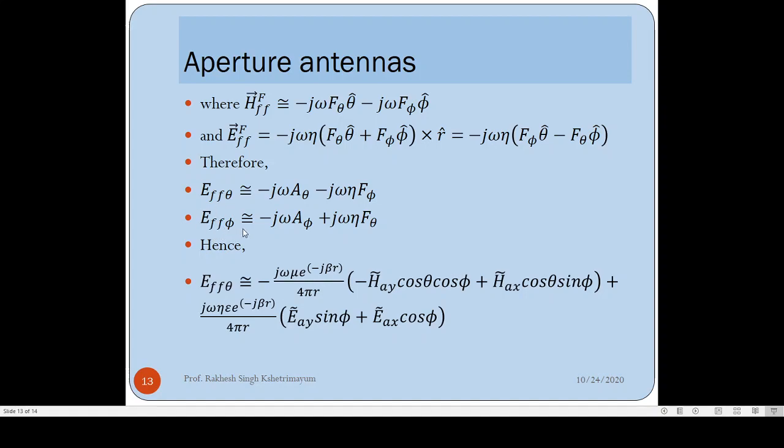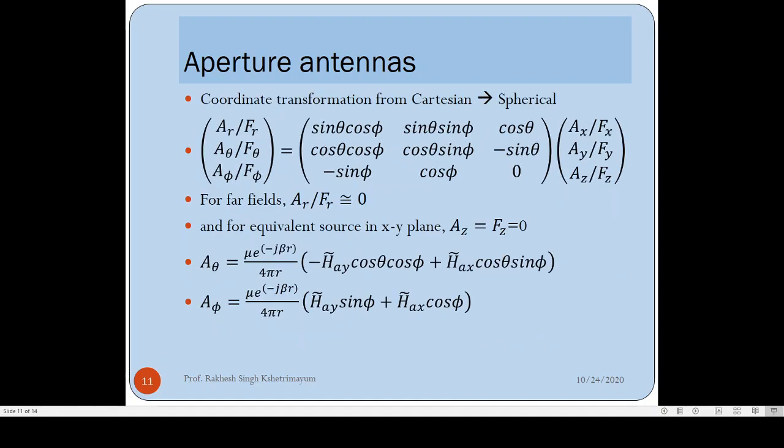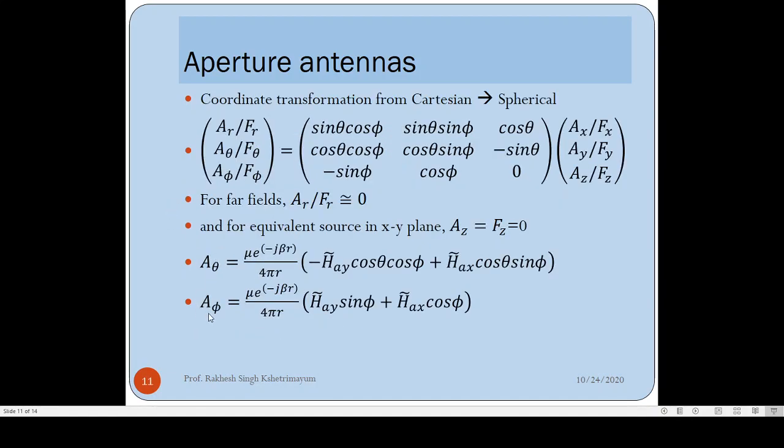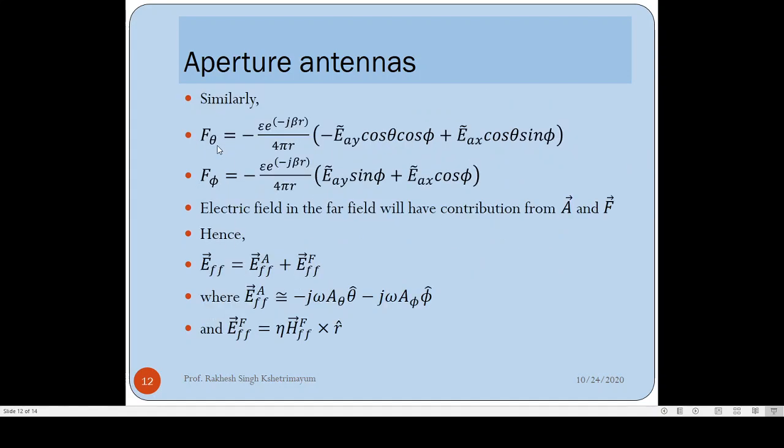Electric field in the far field phi component is minus j omega A phi plus j omega eta F theta. So now you have this expression. Now you know what is the expression for A theta and A phi. We have already derived this here. A theta is this, A phi is this, F theta is this, F phi is this. We have already derived it.